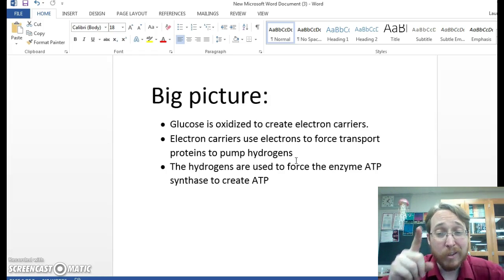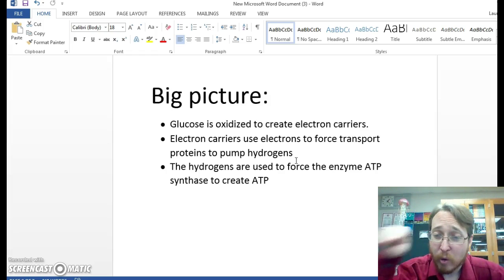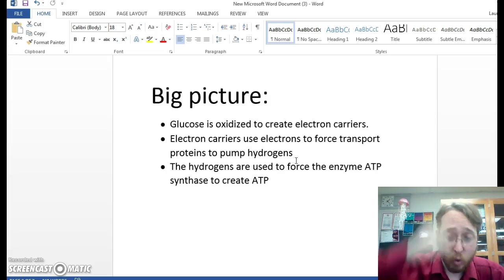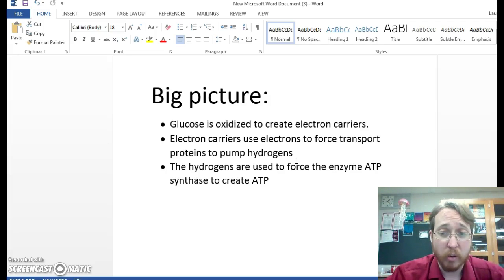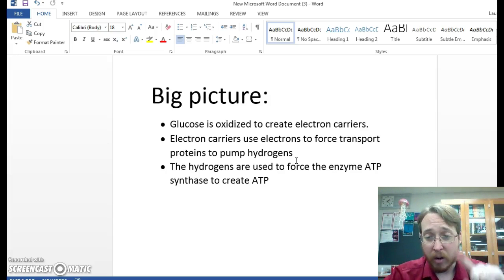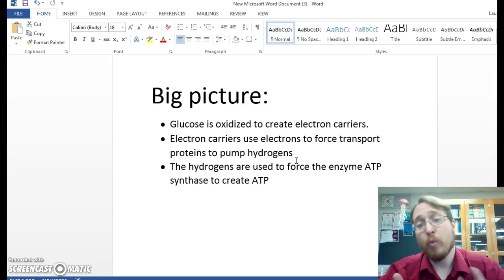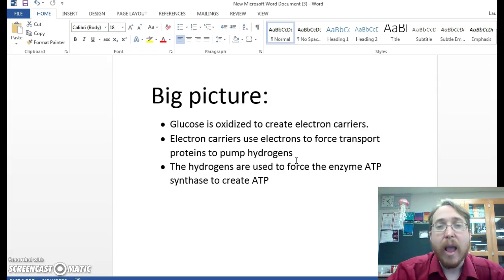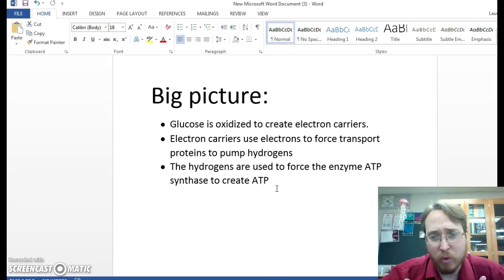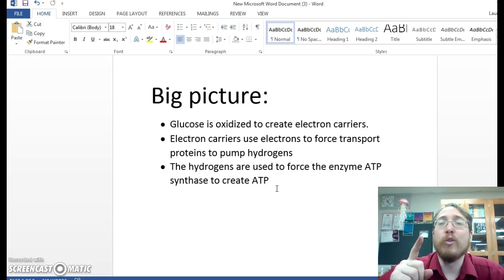So we need to break down glucose so that we can push hydrogens across a membrane. That's what we want to do. We want to get the hydrogens out of here. So let's put them across the membrane using the energy from glucose, which we got from its electrons. And finally, why do we need to move those hydrogens out there? The hydrogens are used to interact with an enzyme called ATP synthase that actually makes ATP.